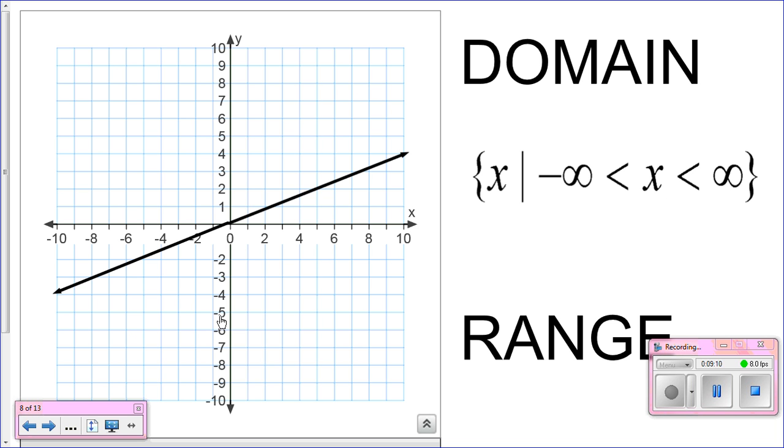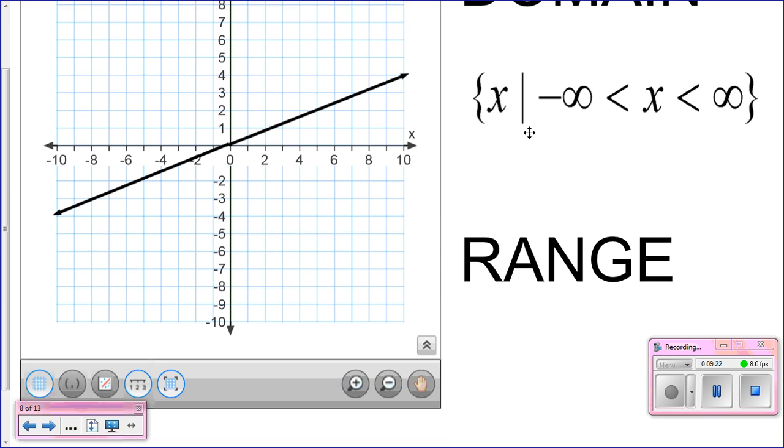Alright. The range, the y values. Now here it's only going from 4 to -4 on my screen. With those arrows, it's going to keep going down, it's going to keep going up. So really, I'm going from -infinity to positive infinity again. Okay? Let's see if I can move it up. -infinity is less than y, which is less than infinity. Okay?